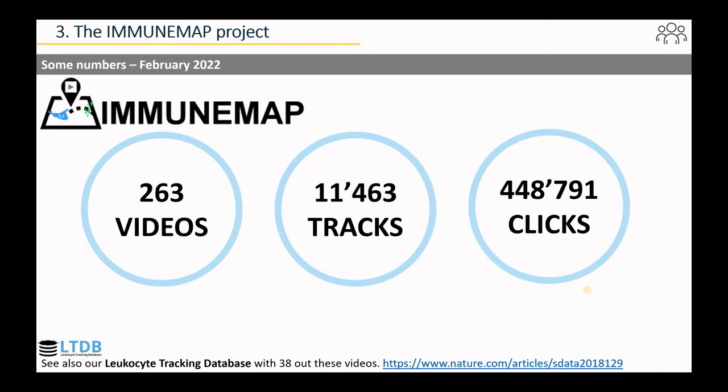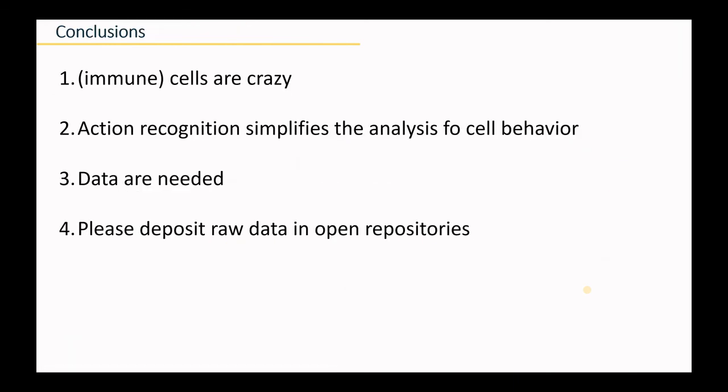On IMMUNEMAP, we have currently more than 260 videos, more than 11,000 tracks, and 500,000 clicks done manually on the single cells that were moving. We started to publish a portion of IMMUNEMAP under the leukocyte tracking database, specifically meant to help those researchers developing tracking algorithms. Conclusions: we say that immune cells are crazily dynamic.